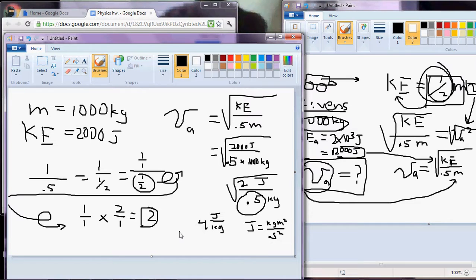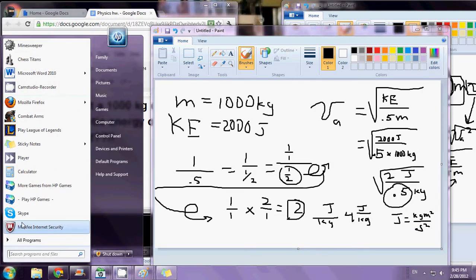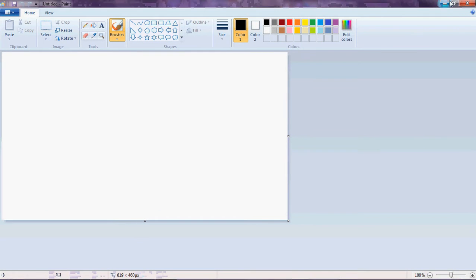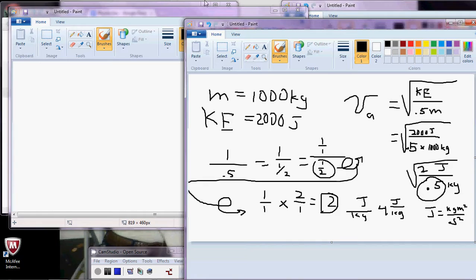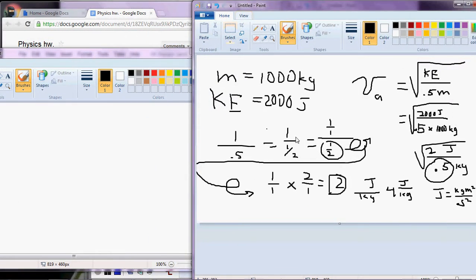So if we had kilograms being divided by joules, that's a horrible example. Let me get a new one. Paint. Ran out of space so fast. So right here, we'll just bring this over. Joules. I'm just doing the unit conversions, but this is pretty much our answer.